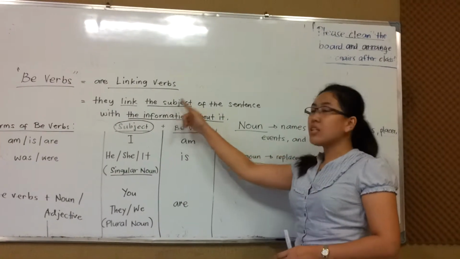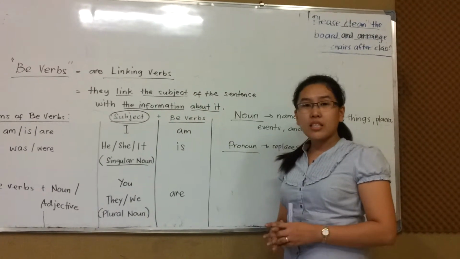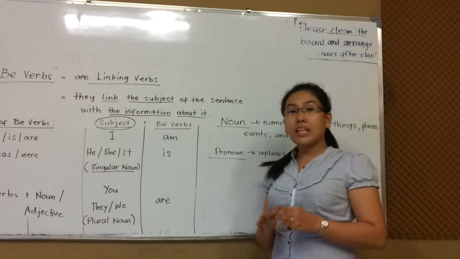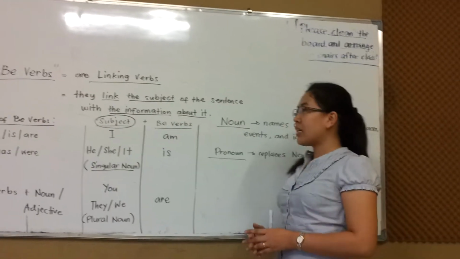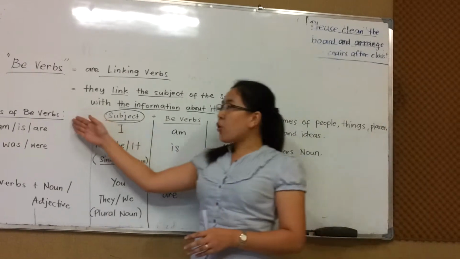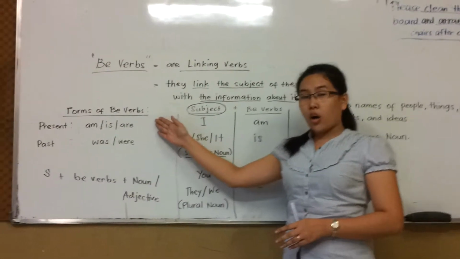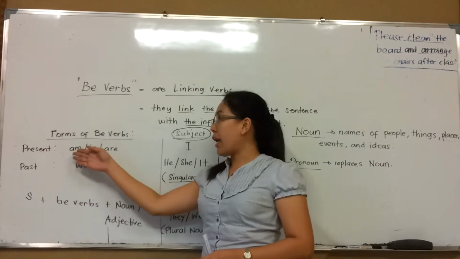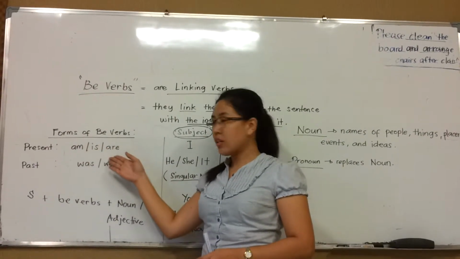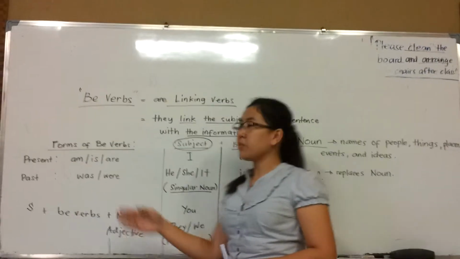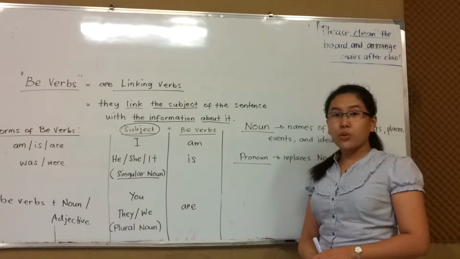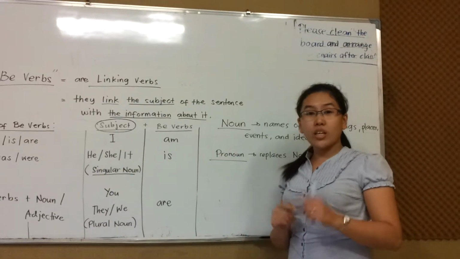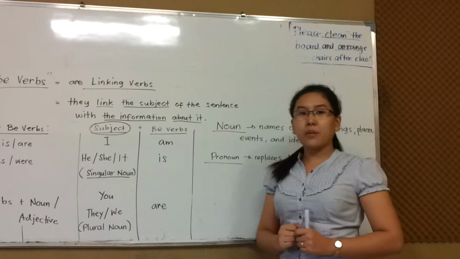So, when we say subject, it means it is the main idea in your sentence. So, it is our topic. So, the forms of be verbs in English are in present and in past. So, they are am, is, and are, was, and were. So, in order to use your be verbs in a sentence, we need the subject, which is our main idea.